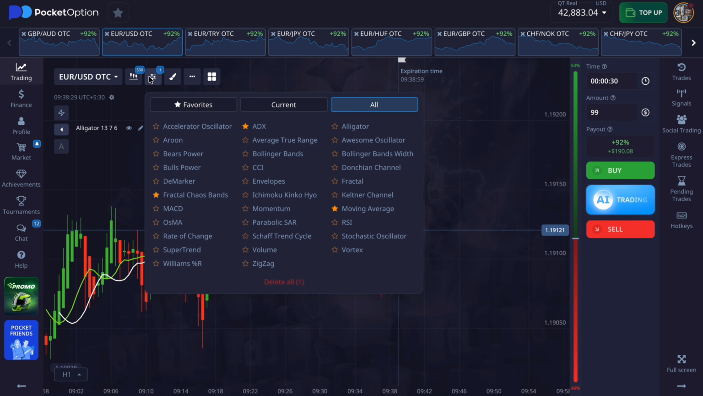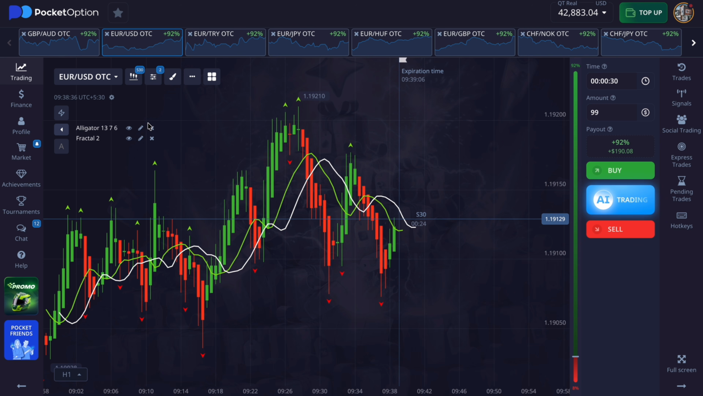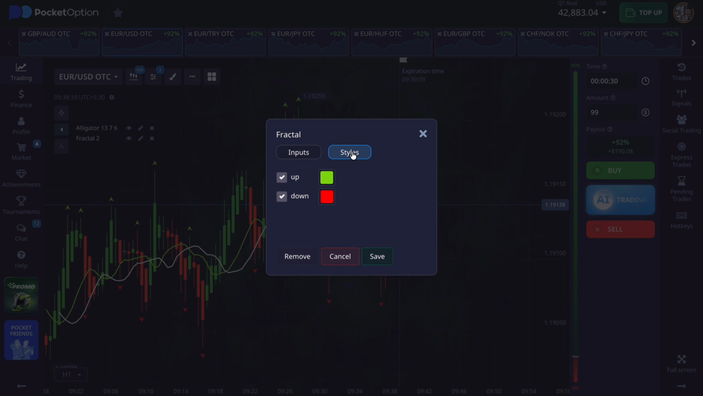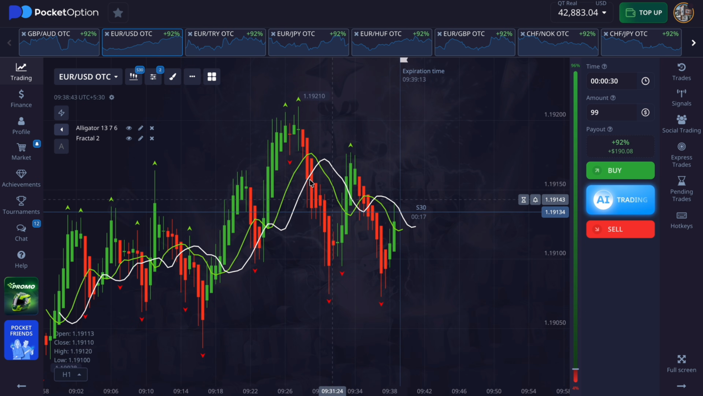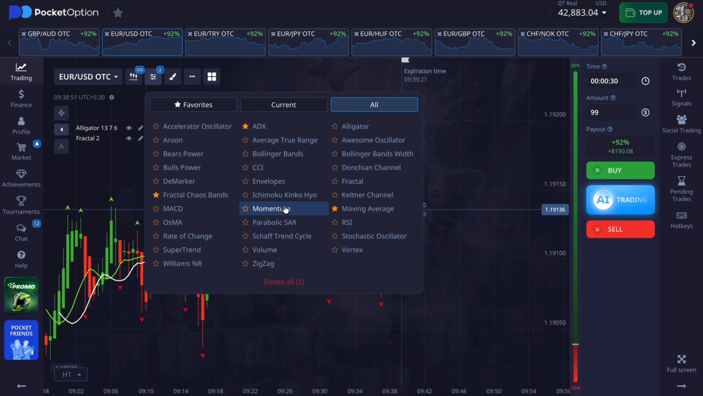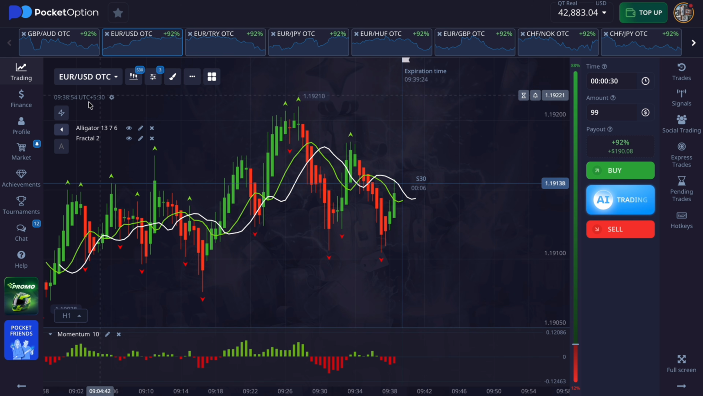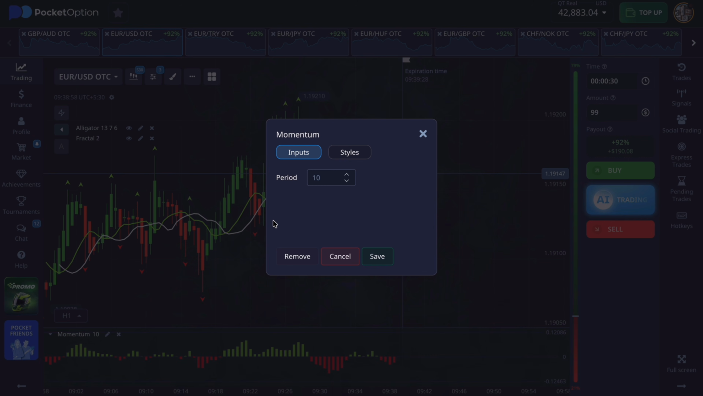Now, we need to add the second indicator, which is the fractal indicator. I have kept its settings at default because there is no need to change them. After that, we need to add the momentum indicator, which is our third indicator. Keep its settings at default as well. I will only change its color settings and then save it too.